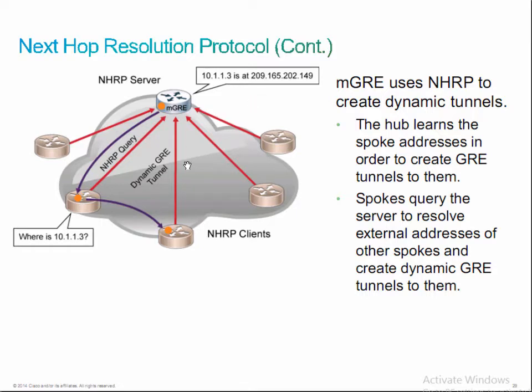And then the third option is to use NHRP, where I send an NHRP query. This arrow is kind of in the wrong direction, but I send an NHRP query to the hub saying, "Where is 10.113?" And the hub router responds with, "Well, 10.113 is at 209.165.202.149." And using its multipoint GRE interface, we then establish a spoke-to-spoke GRE tunnel with encryption and all the bells and whistles, and then we start routing traffic directly from spoke to spoke. Make sense?